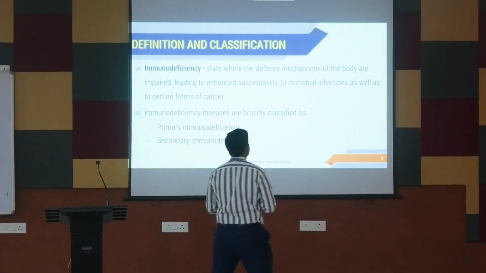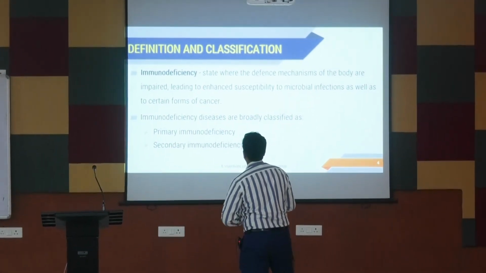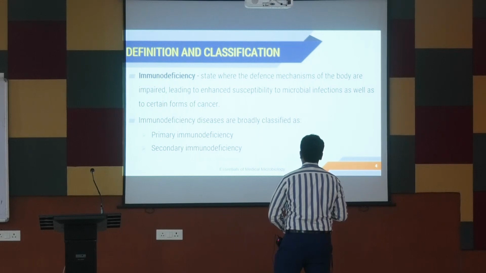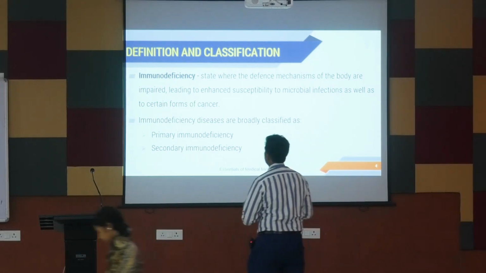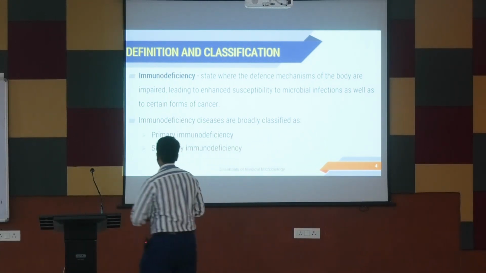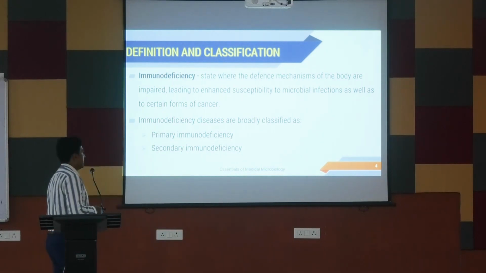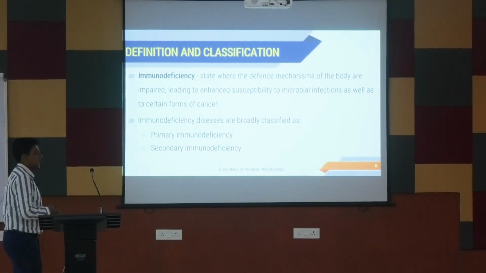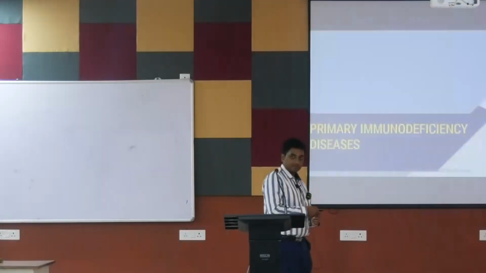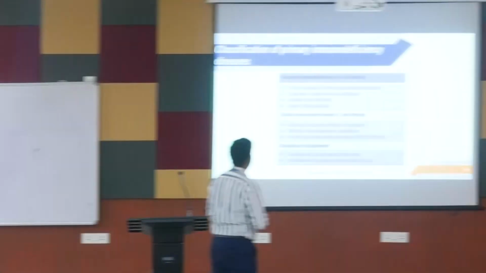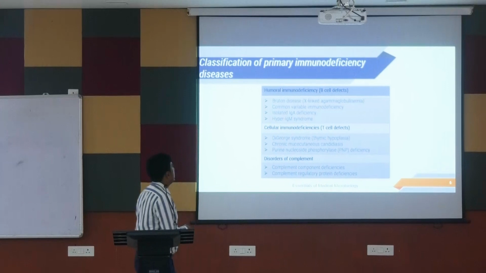where the defense mechanisms of the body are impaired, leading to enhanced susceptibility to microbial infections as well as to certain forms of cancer. The immunodeficiency diseases are broadly classified as primary immunodeficiency and secondary immunodeficiency. So, what are the primary immunodeficiency diseases?